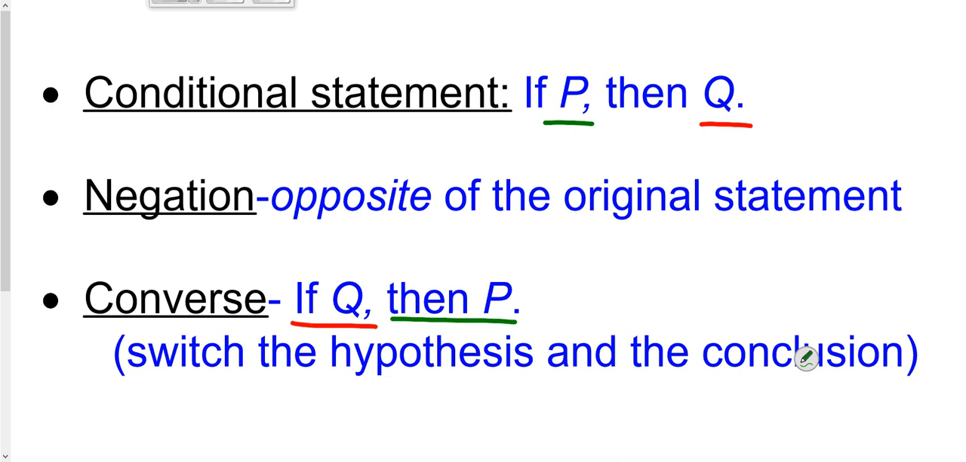But conditional statement, if P, then Q. Negation is the opposite of the original statement. And converse is switching the hypothesis and conclusion, so making it if Q, then P.